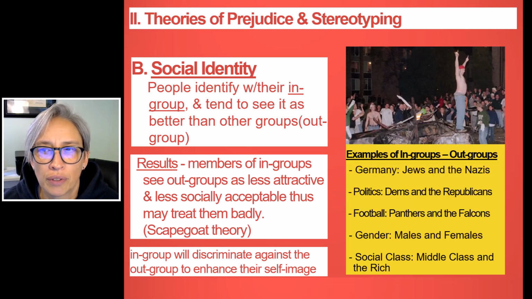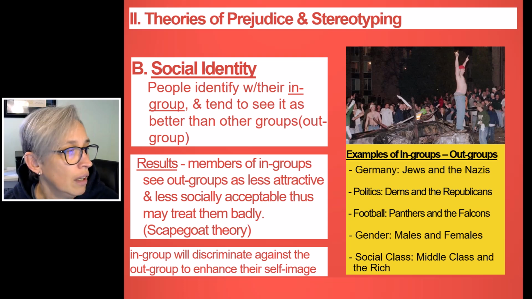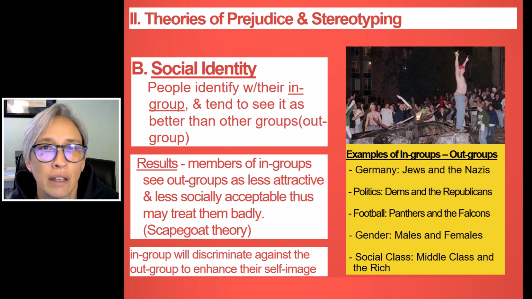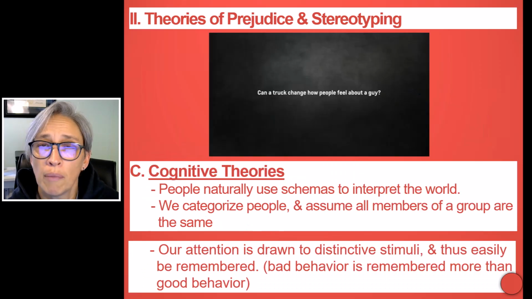Where it's happened throughout history, you have the German Jews and the Nazis, you have the Democrats and Republicans in American history, we have Carolina Panthers versus the Atlanta Falcons, yuck, the males versus females, in social classes, the middle class is getting set to eat the rich right now. Here's the bottom line. The in-group is the party in control, and they're going to do what it takes to keep the out-group diminished. Social identity is a large part of the prejudice and discrimination that the in-group are going to have against the out-group. We're all talking about cognition.